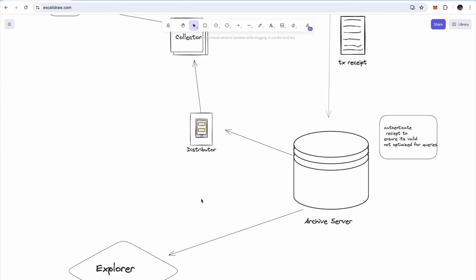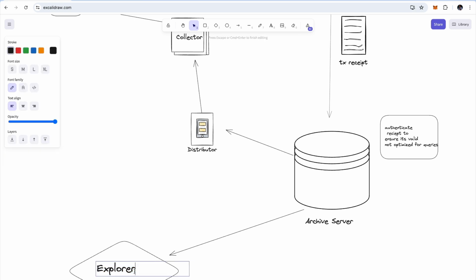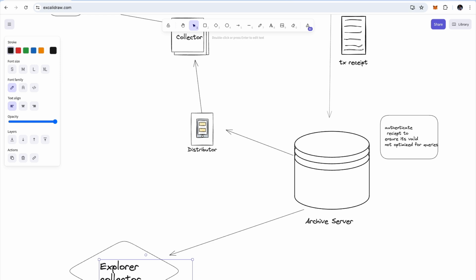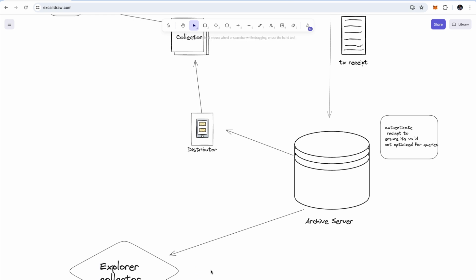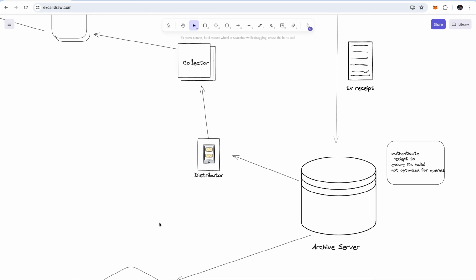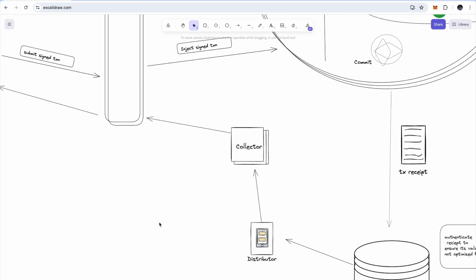The archive server would also send that data to the Explorer collector because, if you've done transactions in MetaMask before, you would often see that when you complete the transaction, you get a message on MetaMask saying that the transaction is successful, and this is a link to the Explorer where you can go see that it is indeed successful. So the archive server is also what feeds data to the Explorer collector to update the Explorer as well.